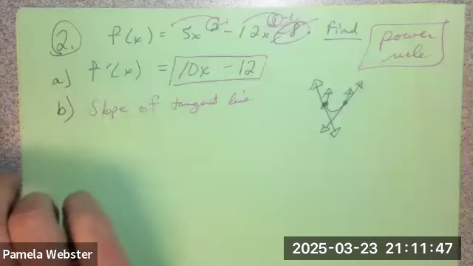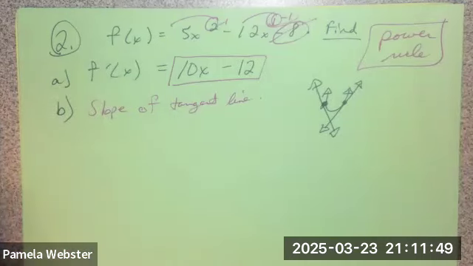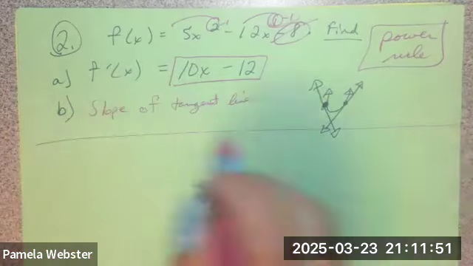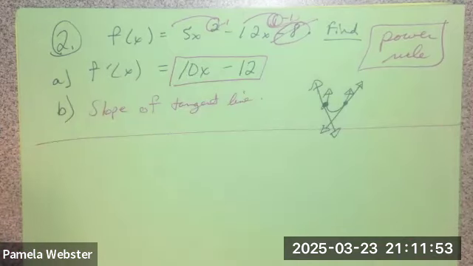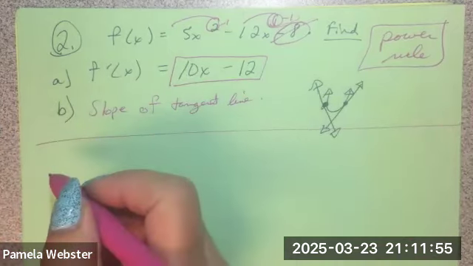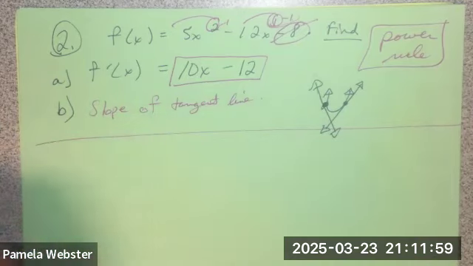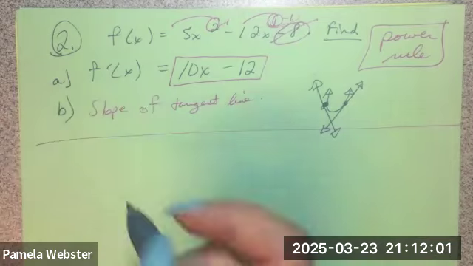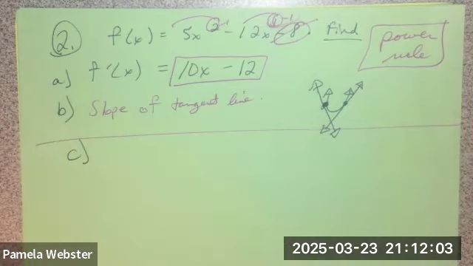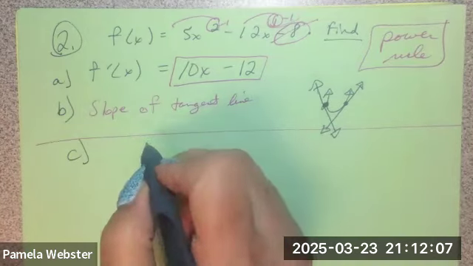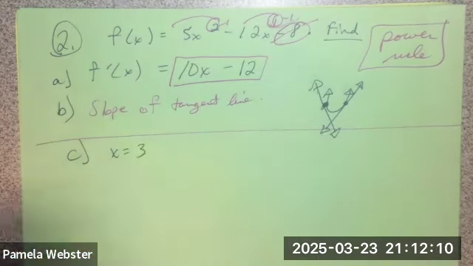So right now it's just the slope of the tangent line. Later, if I give you an x value, it's the slope of the tangent line at whatever x equals. Oh, what is the slope of the tangent line? I'm sorry, there was a part C to that problem, and I marked it out. What is the slope of the tangent line to the curve of f of x at x equals 3? There we go. So now I'm giving you a specific point.